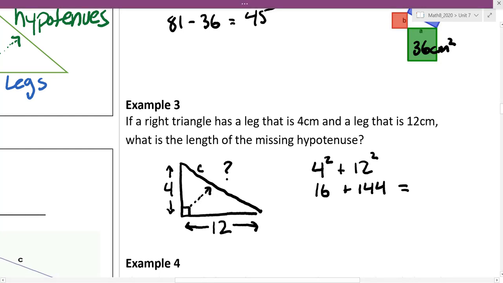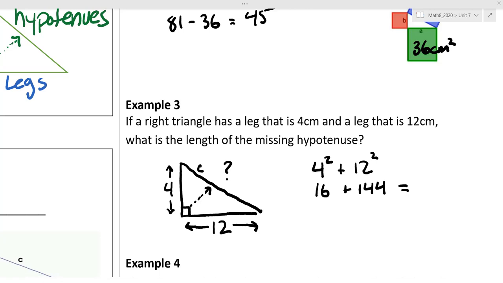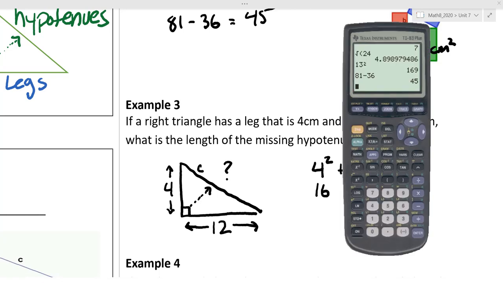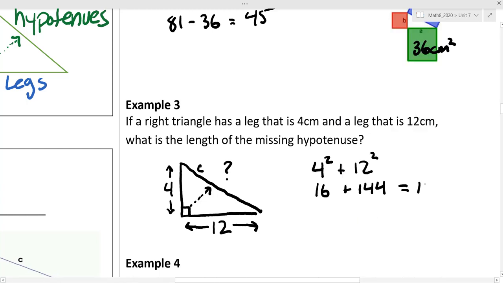So 16 plus 144 is 210. Is that right? No, I got 160. 160. Oh, all right. Okay. So that tells us.